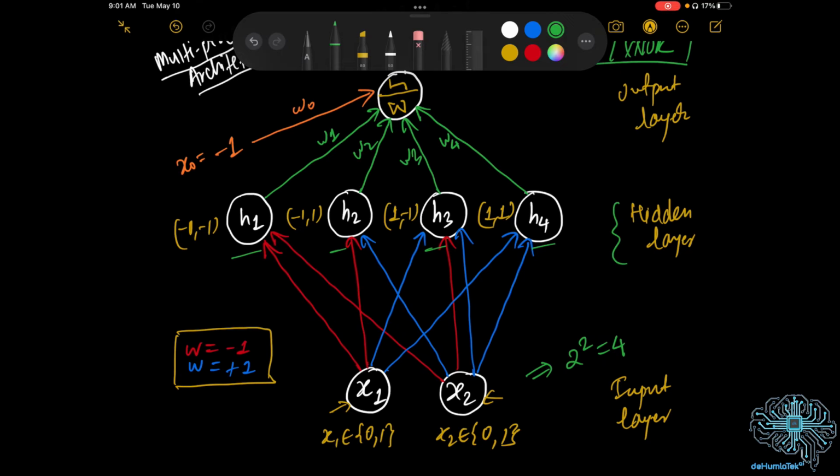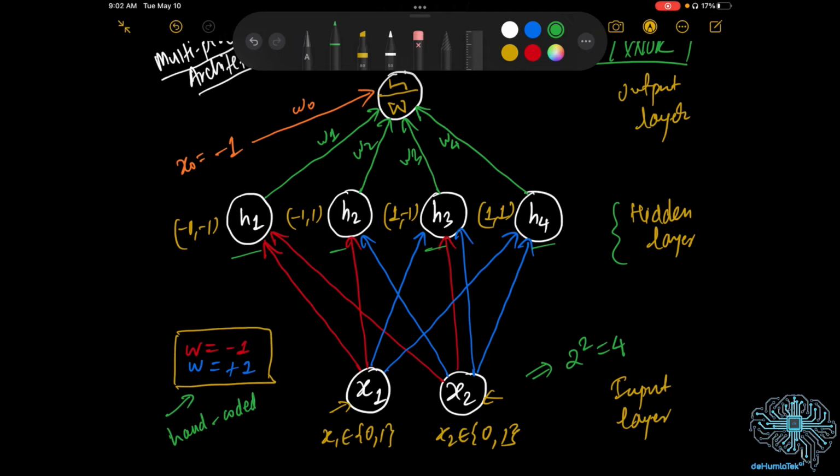And let's hand code the weights for the input layer. These parameters are not learned. These are just hand coded.